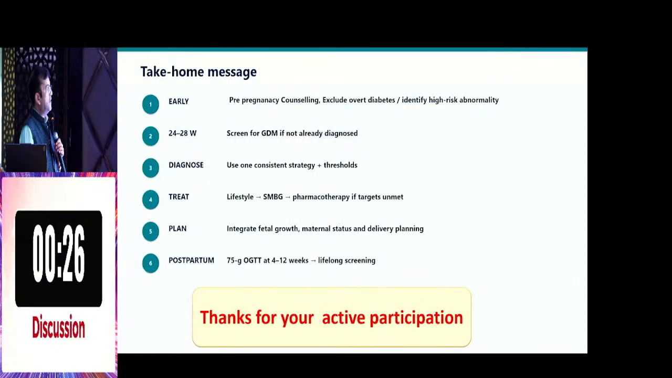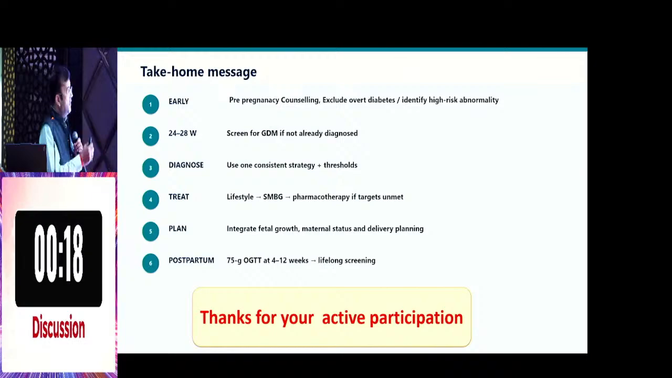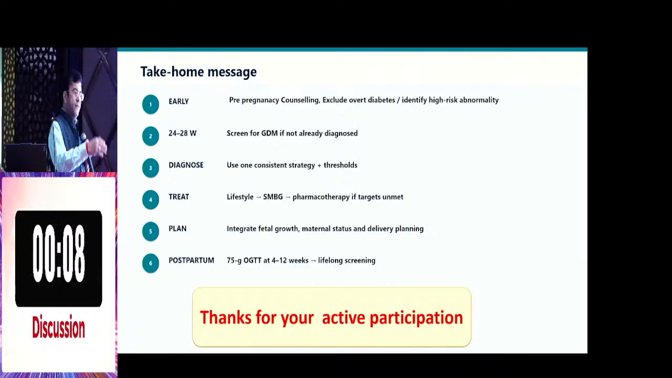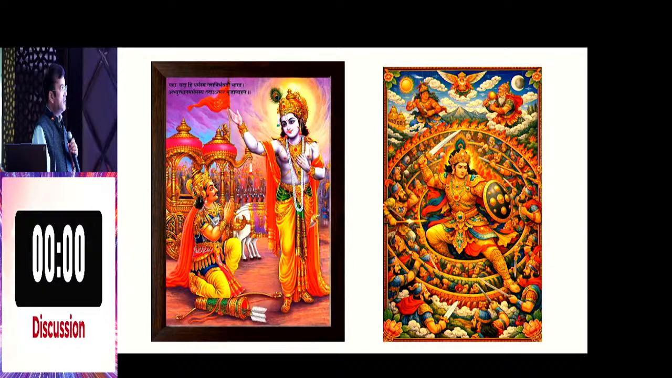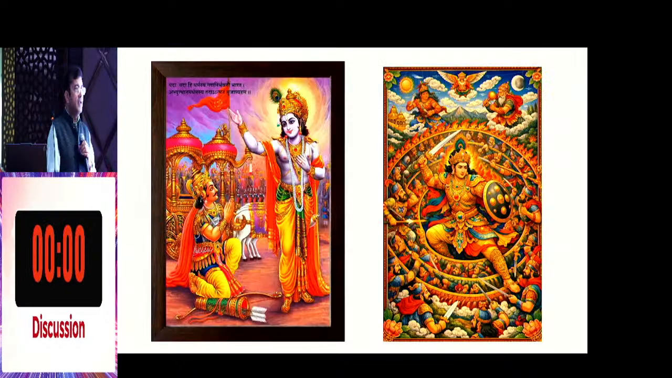So just to take home: we should do pre-pregnancy counseling, before pregnancy we should counsel them so that we can prevent all these complications in pregnancy. We should screen for GDM, and if not already diagnosed, we should diagnose. One consistent strategy we can use is the DIPSI guideline, one single step. Treat with lifestyle, SMBG, pharmacotherapy depending on metformin or insulin, whatever the patient requires. We should integrate fetal growth, maternal status and delivery planning depending on the hyperglycemic control, and postpartum we should definitely screen them so that we can prevent diabetes in future, because ultimately it's not the matter of just one life. I think we can take the message.